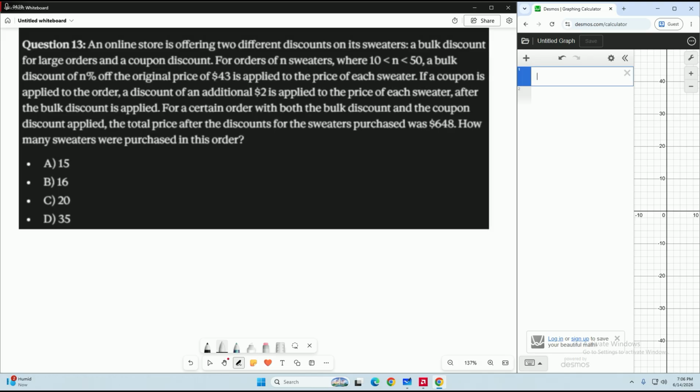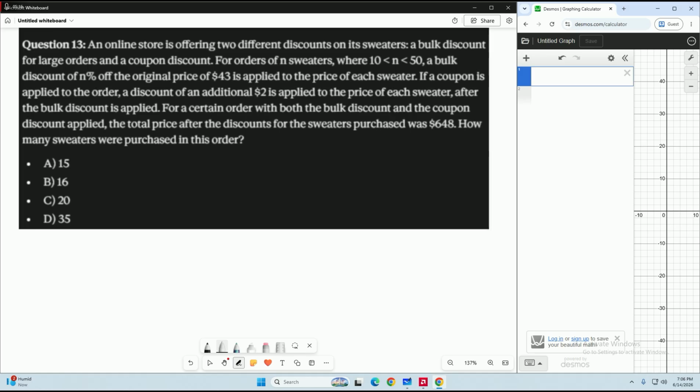For a certain order with both the bulk discount and the coupon discount applied, the total price after the discounts for the sweaters purchased was $648. How many sweaters were purchased in this order? Okay, so we need to find basically the value of n.